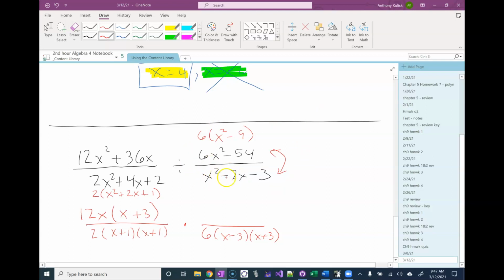And then the x squared minus 2x minus 3, that factors into the two things that multiply to give us negative 3 and add to give us negative 2, or negative 3 and positive 1.